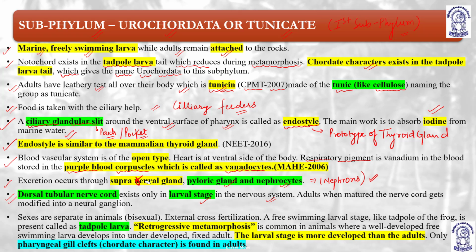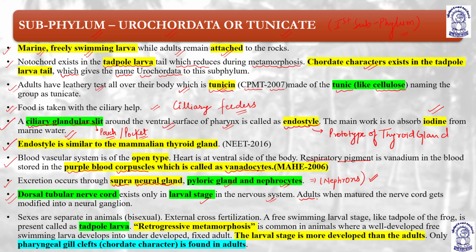My dear students, please make a change over here because of slight confusion. I said it is a renal gland because it can be associated with the renal system or the nephrons, but exactly speaking it is supraneural gland only. Okay, so please make a change. The excretion occurs through supraneural gland, pyloric gland and nephrocytes. The dorsal tubular nerve cord exists only in the larval stage. The notochord was also in the larval stage only.